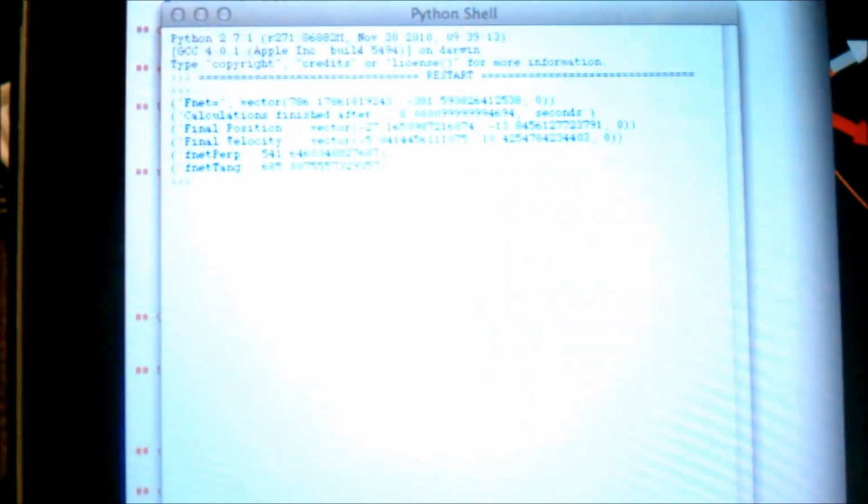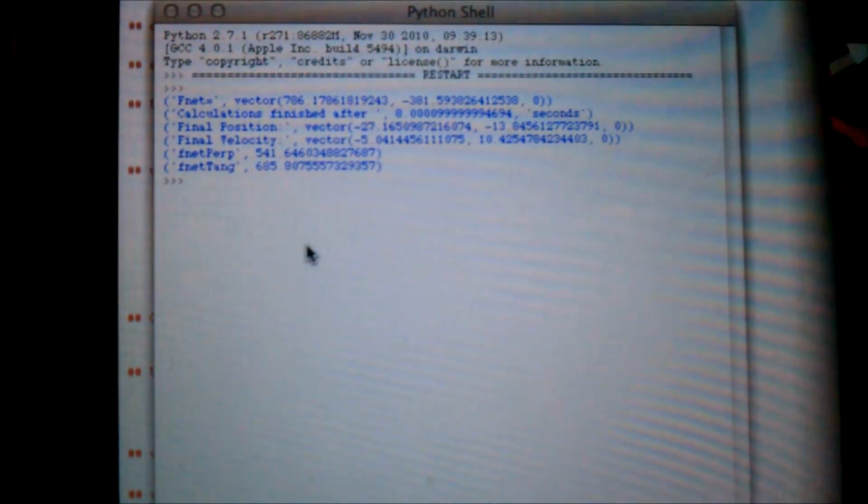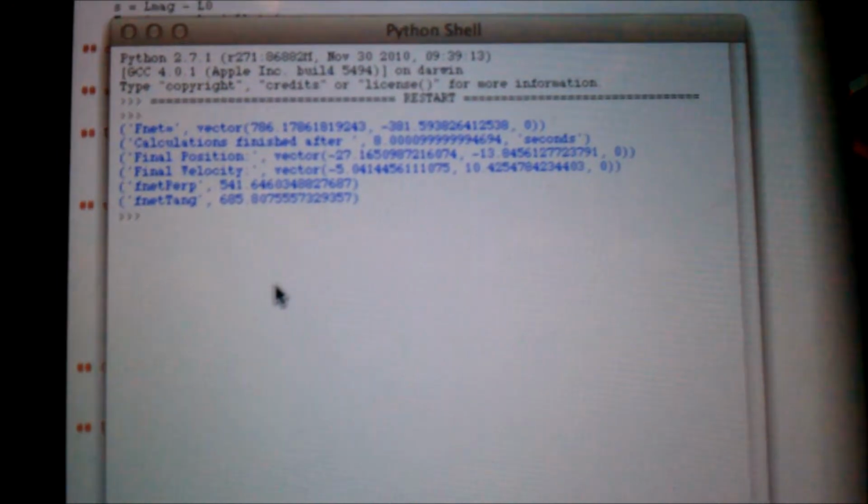So then this is the actual demo. You can see the spring moving as it traces the line that it makes, and you can see that it's at a 20-degree angle, which is perfect with what I had predicted. And my FNet perpendicular and my parallel, they all are very accurate for what I should be getting. I have 541 and 685 as my values.